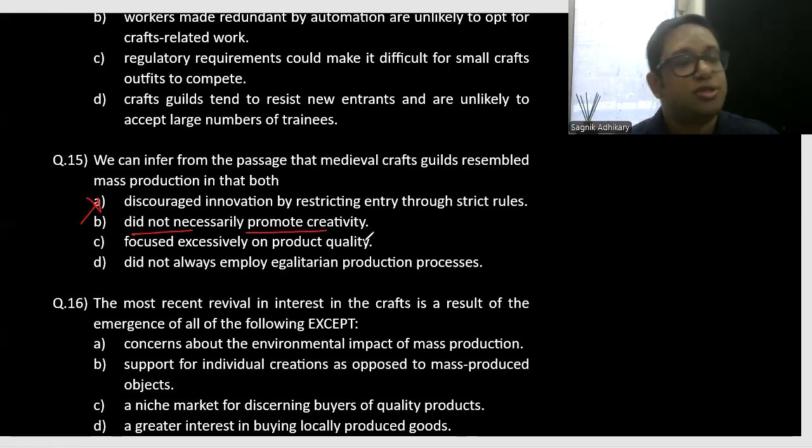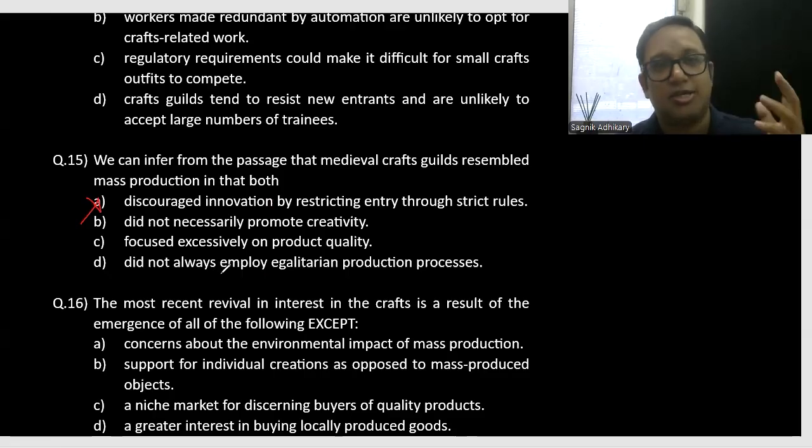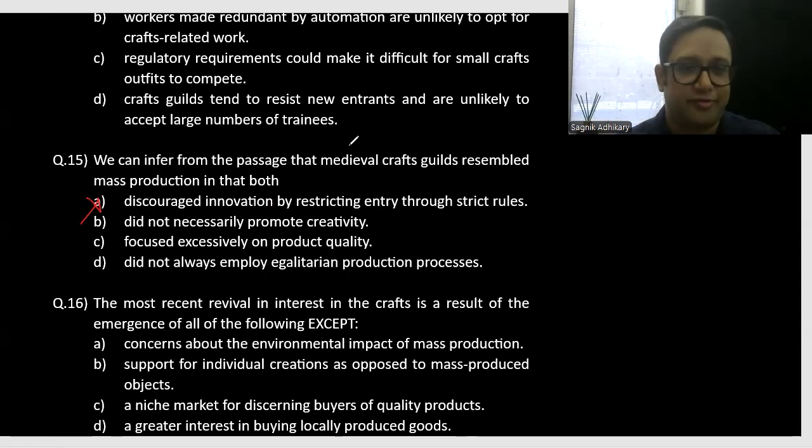Did not necessarily promote creativity. Yes, we saw this in both cases. Mass production was focused on efficiency and consistency rather than creativity. And the crafts guilds, they would have these apprentices, these young men who wanted to be craftsmen. They would have to remain apprentices and journeymen for so long that by the time they actually set up a crafts workshop of their own, the creativity might have been knocked out of them. So this is consistent with the passage.